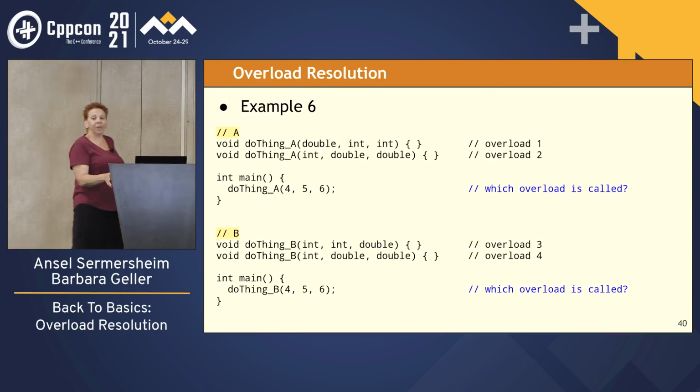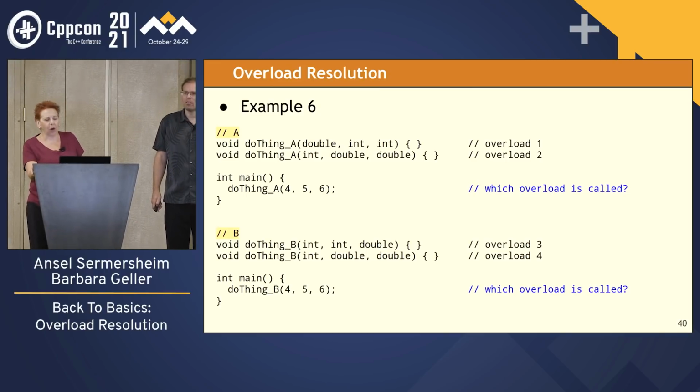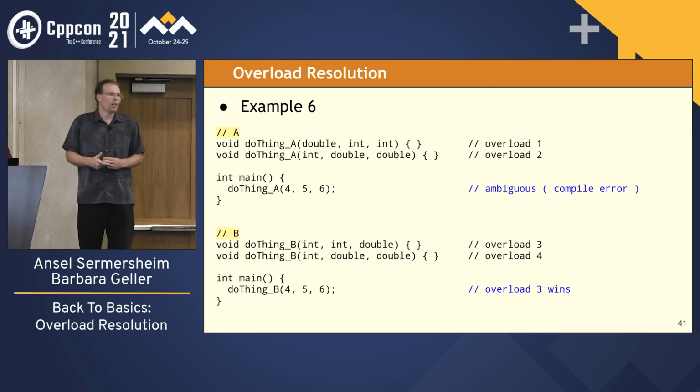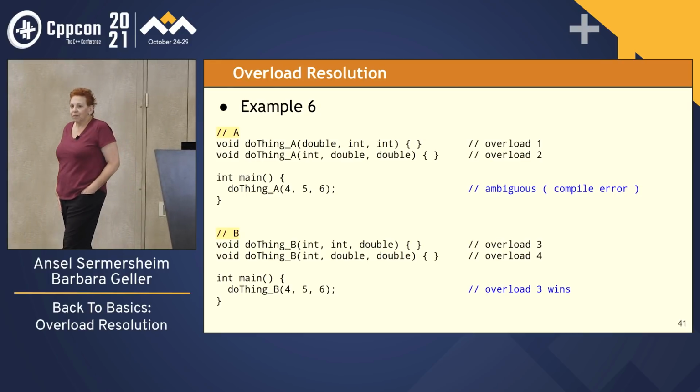Actually, it used to work that way. It doesn't. We are basing most of this on 17, but I believe nothing would change in 14 or 11 or 20. So let's find out what the compiler actually does. Example A is ambiguous. In B, 3 wins.